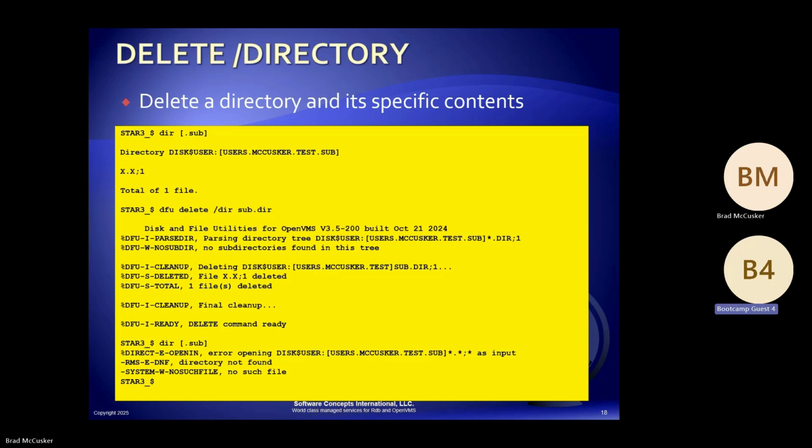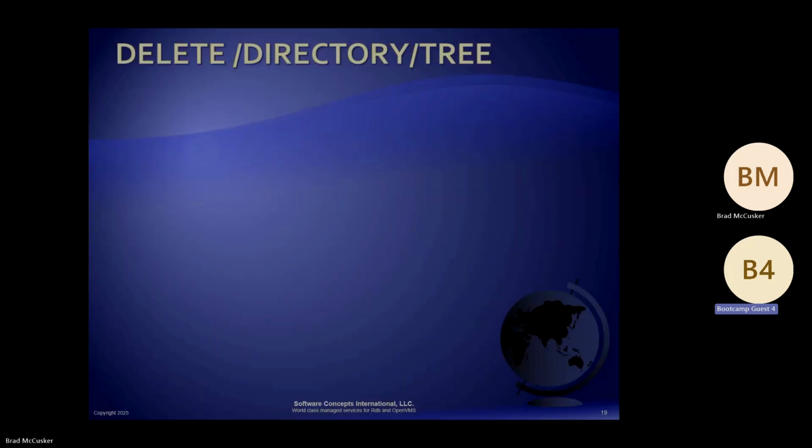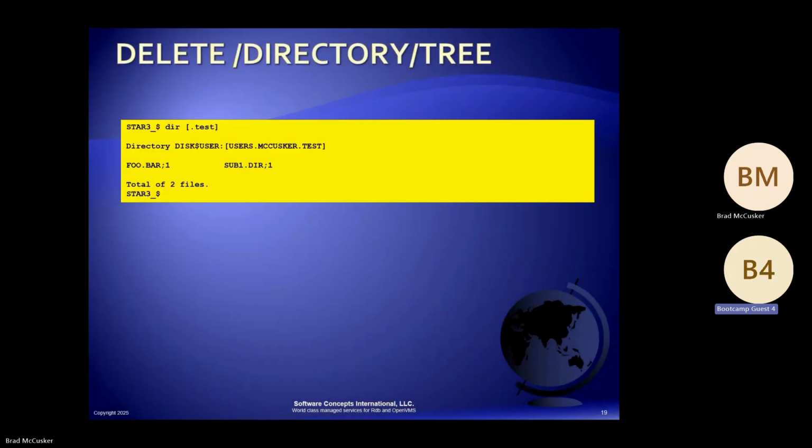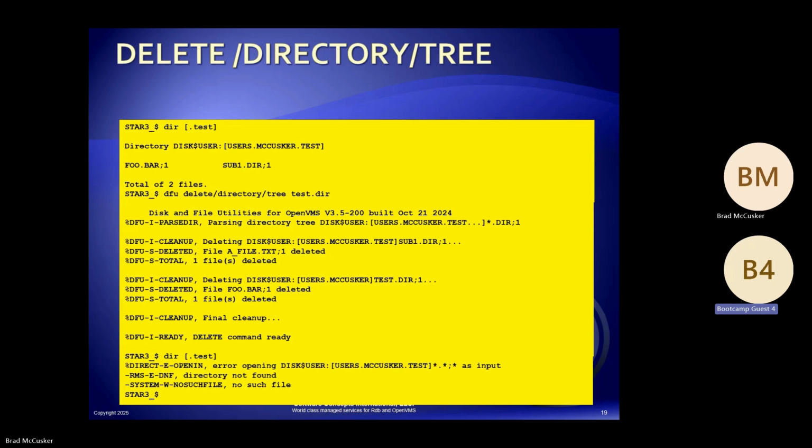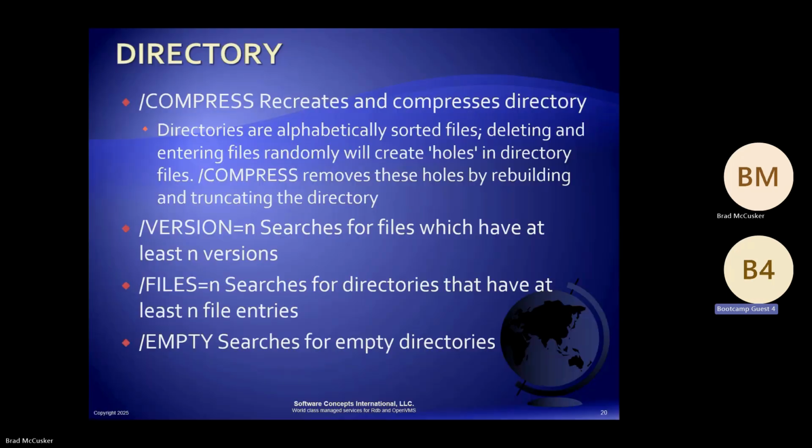The directory is gone. And I think the next one is just an example of a tree. So again, we've got a directory, it's got a file, it's got a subdirectory. We do a directory tree on that test directory, goes through and deletes stuff, and same thing when we're all done, it's gone. So that's very convenient for those that don't have their own tool to do that.